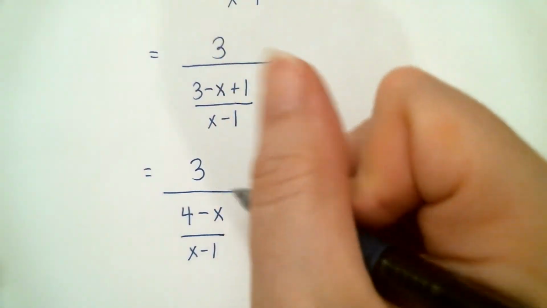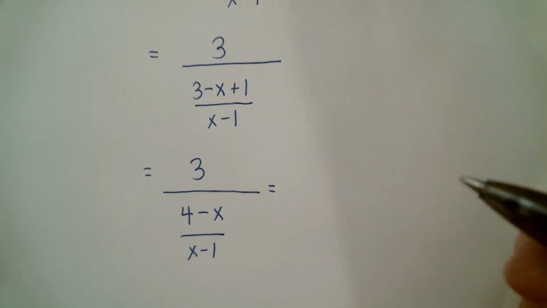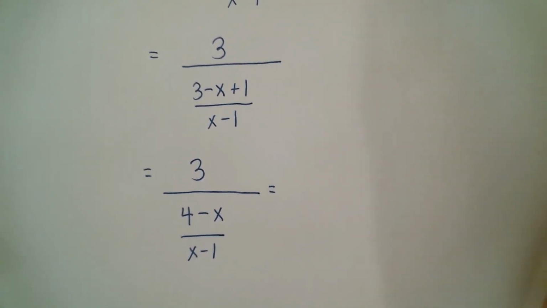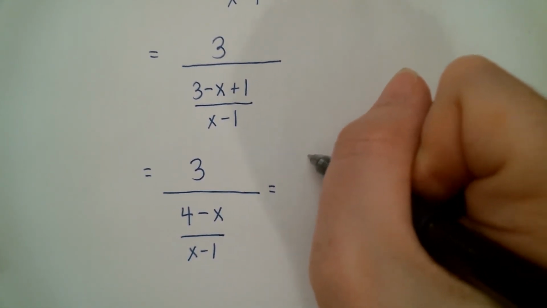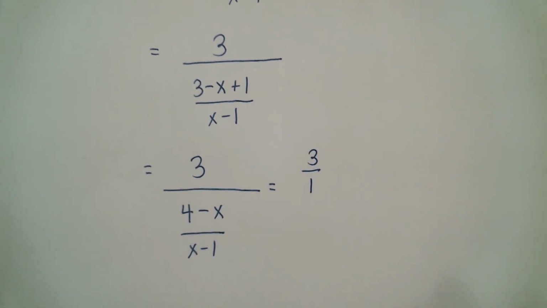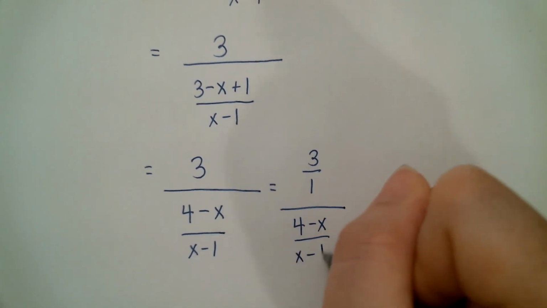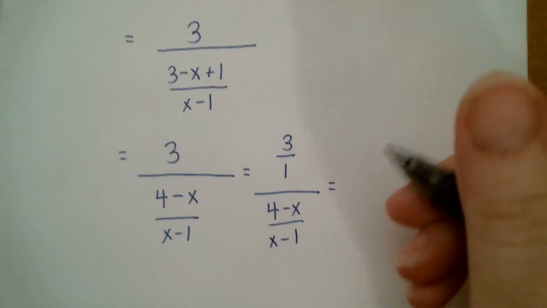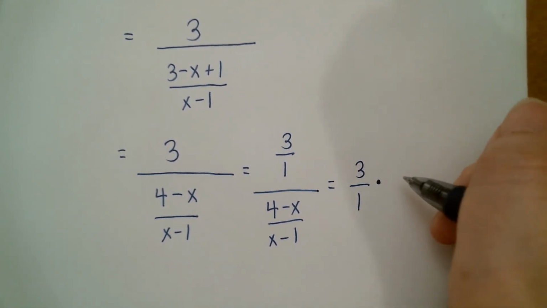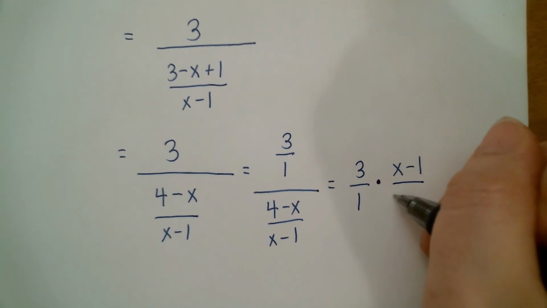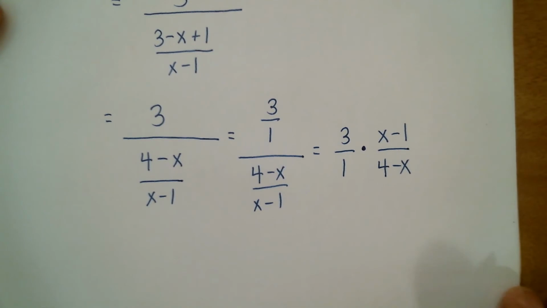Now we can keep going, because this is still complex, a fraction within a fraction. We're trying to get to a situation where it's not complex anymore. So you're going to end up dividing two fractions. Now you need to make the top a fraction, so 3 over 1, divided by this crazy denominator. To divide fractions, you leave the top fraction alone, change division to multiplication, flip the bottom fraction, and now you can multiply across the top and across the bottom.